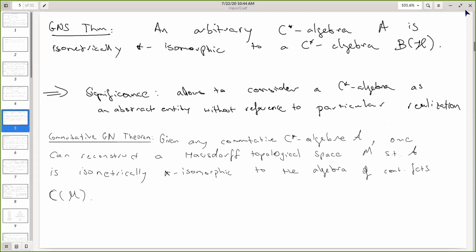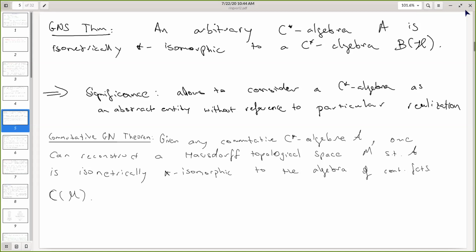For an arbitrary C-star algebra A, there is the GNS theorem by Gelfand, Naimark, and Segal, which says that an arbitrary C-star algebra is isometrically star isomorphic to a C-star algebra of bounded operators B(H). So you can always map any abstract C-star algebra, given with a norm and all that, to the C-star algebra of bounded operators on a Hilbert space. That is why B(H) is such an important space to study. And isometrically means that the norms are also equal.